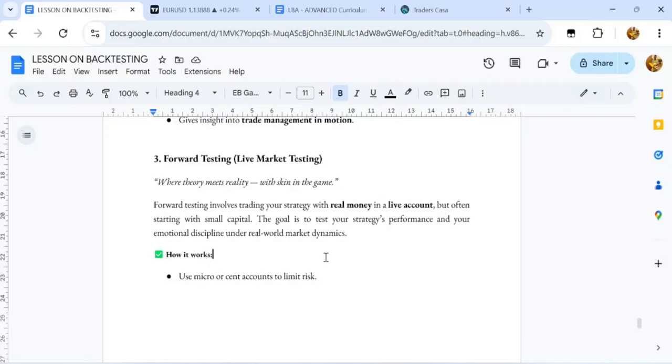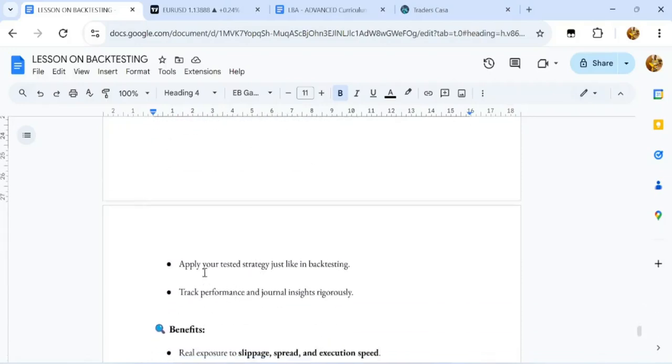Yes. So how it works: use a micro or cent account to limit risks. Apply your tested strategy just like in backtesting, simple, just like in your live testing. But this one, you wait for time to happen. Remember, in live testing, you will not wait for time. You just play it at any speed you want, even in TradingView. But in forward testing, you trade it as the day opens, you trade it as the day closes, you apply all those your rules live, as the candle is being played.